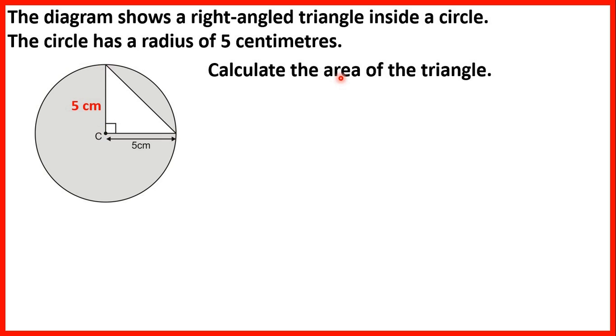So to find the area of a triangle, to find the amount of space that a triangle takes up, we multiply the base by the height and then divide by 2. So we can work out that 5 times 5 is 25, and then we can divide by 2, and that gives us 12.5. So the area of the triangle is 12.5 centimetres squared.